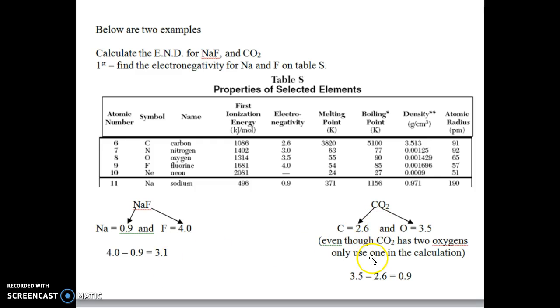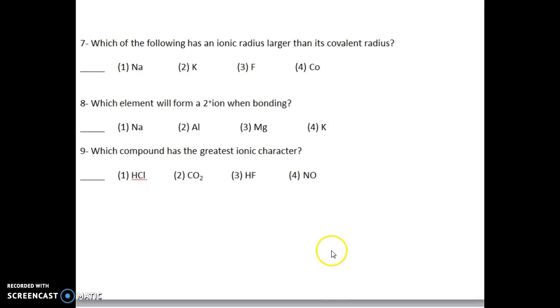We could do CO2. Now the trick is there's only one oxygen we're interested in. We're not going to do 2. We're not going to double 3.5. So we take 3.5, which is oxygen, which you see right here, and you see 2.6 for the carbon right there, and you get 0.9.